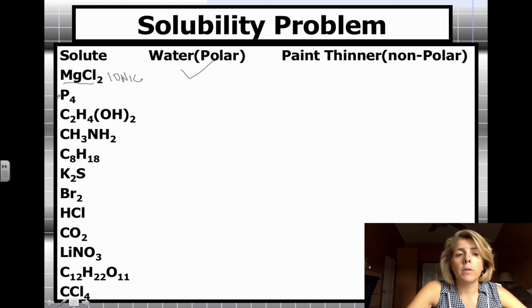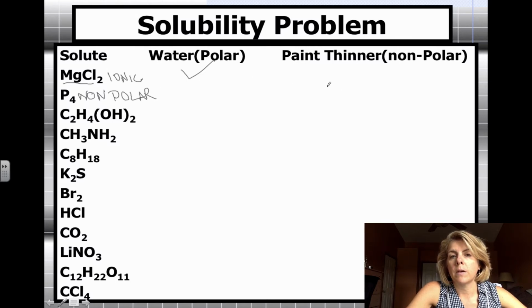Now, here we go. This is P4. Do you remember from the slide, what type of compound is it? Okay, P4 is nonpolar. So, if you had to guess, which type of liquid would it dissolve in? Okay, so hopefully you picked paint thinner.